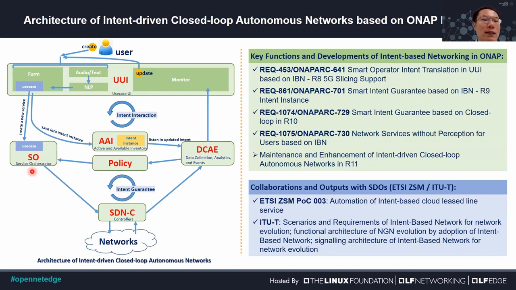There, the service orchestrator can configure the networks based on the controllers, and the controllers could collect the real-time data of the networks, and the DCAE could analyze the data and provide the event service. Based on policies, we will be able to get the closed loop. So ours is based on the current autonomous service of ONAP.